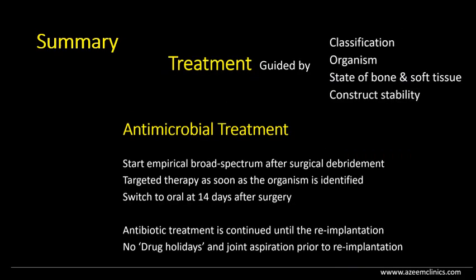So in summary, the surgical treatment is guided by the classification, the virulence of the organism, and the state of the soft tissues and the bone, as well as the construct stability. In cases of acute infection, you can choose between debridement with retention of the implant or implant exchange, either in a single or multiple stages. But in chronic PJI, there is no choice. You have to go for implant exchange, either in a single stage or multiple stages.